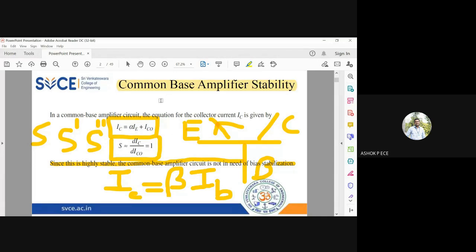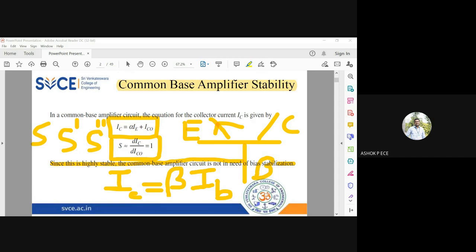Alpha is close to 1. So there is no current gain in a common base amplifier. There is very good voltage gain, but there is no current gain. But in a common emitter amplifier, you can have very high voltage gain as well as very high current gain, which eventually means a very good power gain also. So even though the common base amplifier is very highly stable and does not require any biasing circuit for stabilization of the Q point, it is not used practically because the current gain is almost unity. The current amplification does not take place, only voltage amplification takes place inside the common base amplifier.